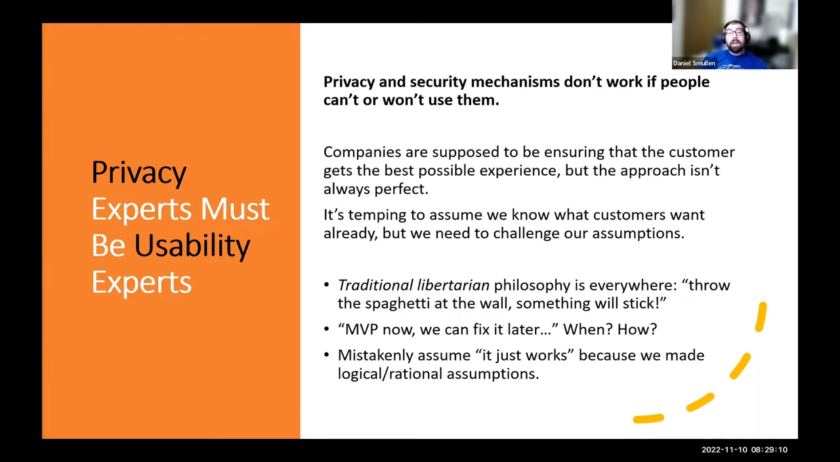But also what you're going to see out there in the business world is that there's this drive to get to an MVP, a minimum viable product, right now, and we can fix it later. But the question is when, the question is how, and the software engineering literature that's probably going to get hammered into your heads if it isn't already is that it's always better to fix problems in the design phase because it gets a lot more expensive later. And then the other problem, of course, is that a lot of times as designers, we just mistakenly assume that it just works just because we made logical or rational assumptions, right? They made sense at the time, but we need to actually test the assumptions.